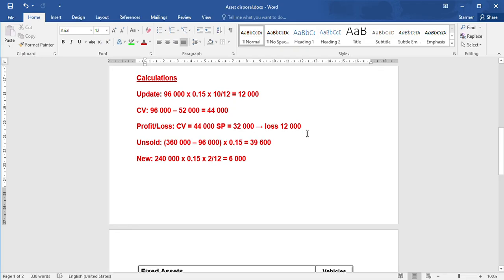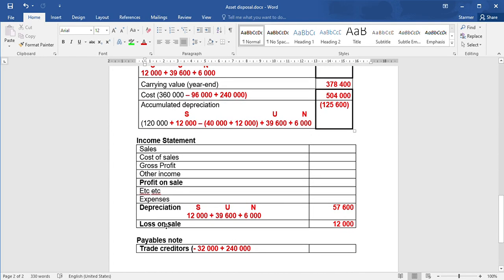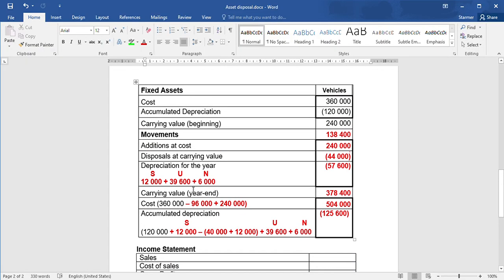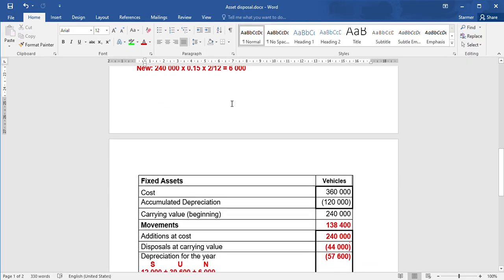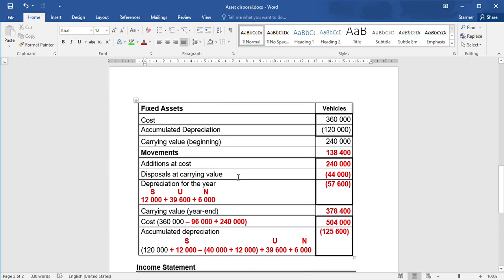That loss on sale will get recorded in your income statement under your expenses. If you had a profit on sale, that would get recorded under other income. Now I just want to go back to this carrying value here. This carrying value we need when we are doing our movement section, because the one thing that we need to record is disposals at carrying value.